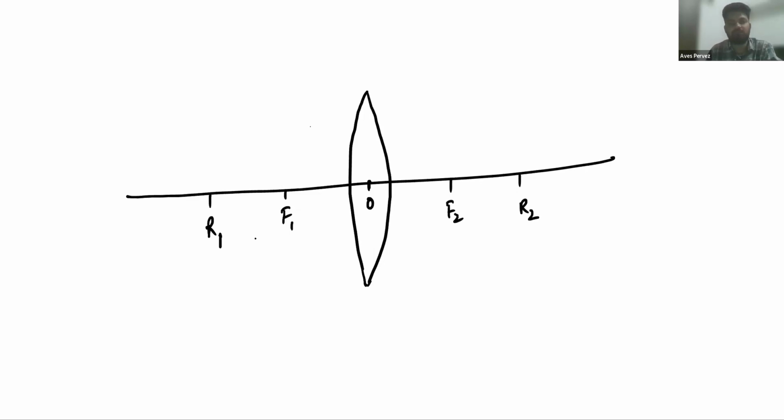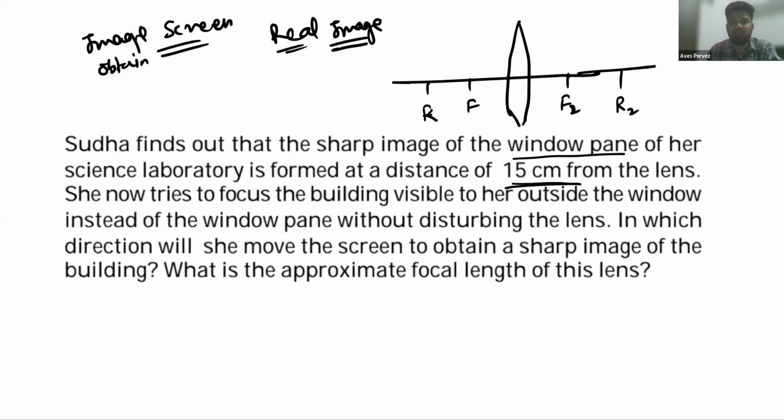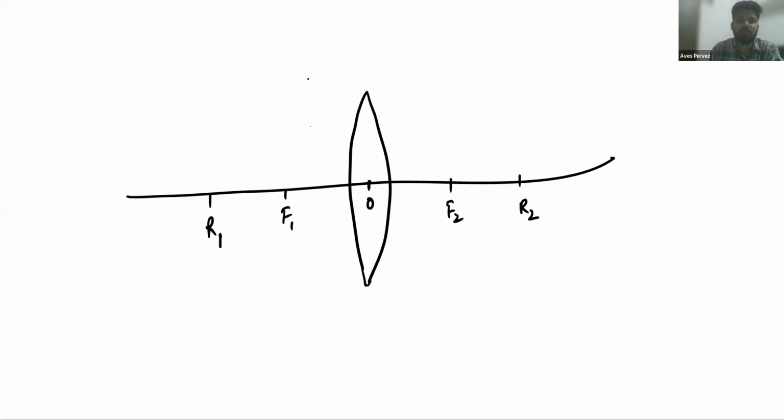Okay, dear student. Initially, she was focusing a sharp image of a window, and the image is formed at a distance of 15 centimeters from the lens. Sudha wants to find out the sharp image of a window of a science laboratory formed at a distance of 15 centimeter from the lens. So the image is formed at a distance of 15 centimeter from the lens.